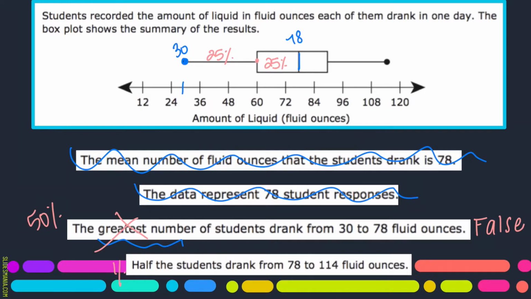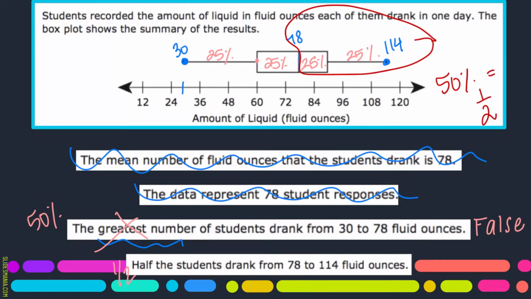And then our last one, half of the students, so 1/2, drank from 78 to 114 fluid ounces. Well, again, just like the previous one, from our median to our third quartile, that's 25% of responses. And then from our third quartile to our maximum, that represents another 25%, which means that from 78 to 114, that does represent 50% of our responses, which I know is equivalent to 1/2. So our final statement is true.